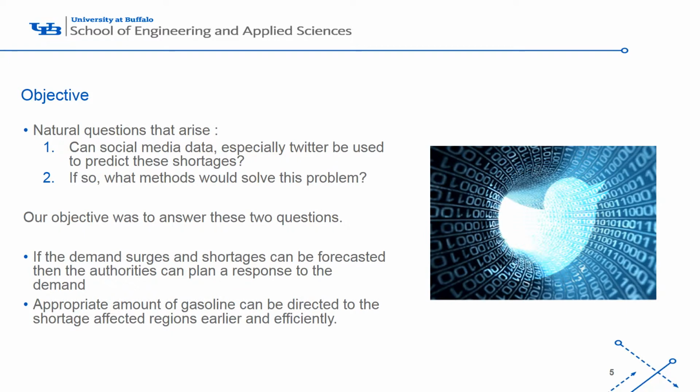So the objectives are: one, can social media data, especially Twitter, be used to predict these shortages? And if so, what type of method should be used? This is the objective which we use to answer these questions. If the demand surges and shortages can be forecast, then the authorities could plan to respond to the demand. An appropriate amount of gasoline can be directed to shortage-affected areas easily. That's what we're trying to achieve.